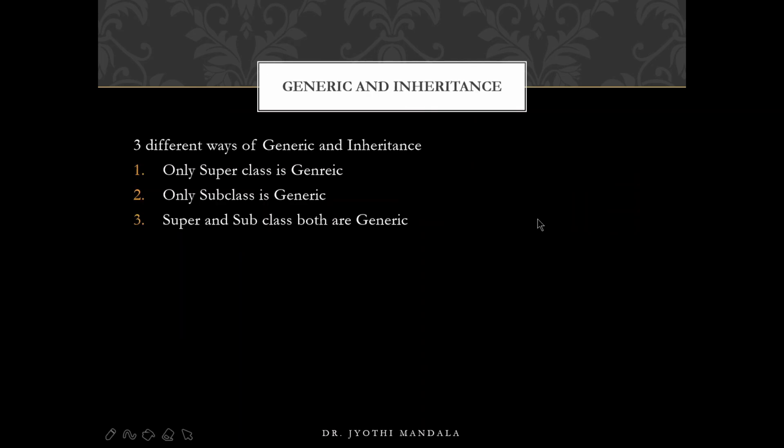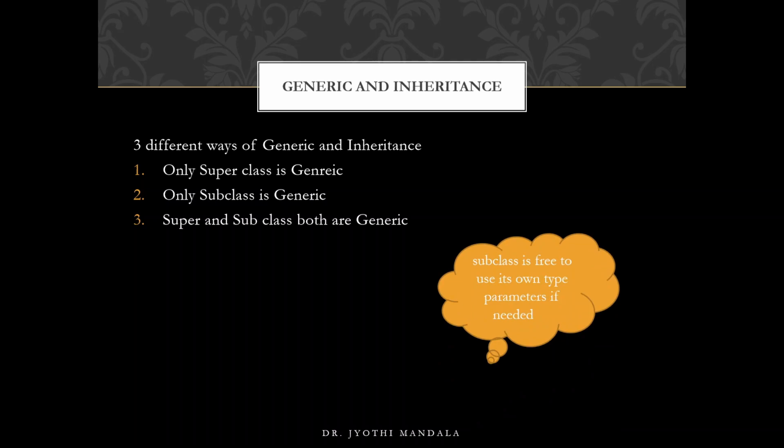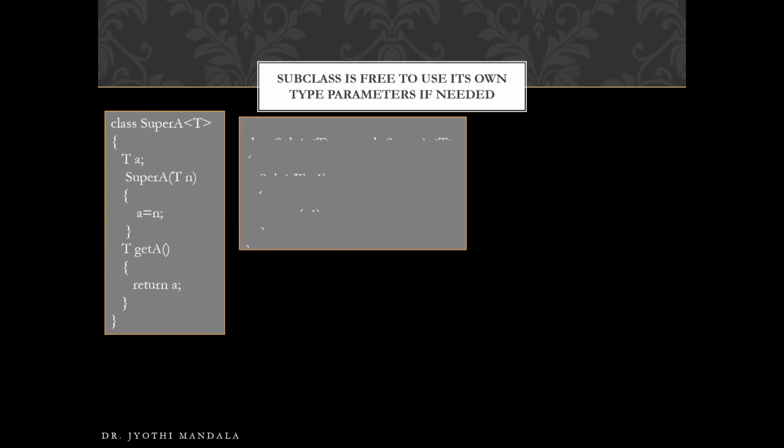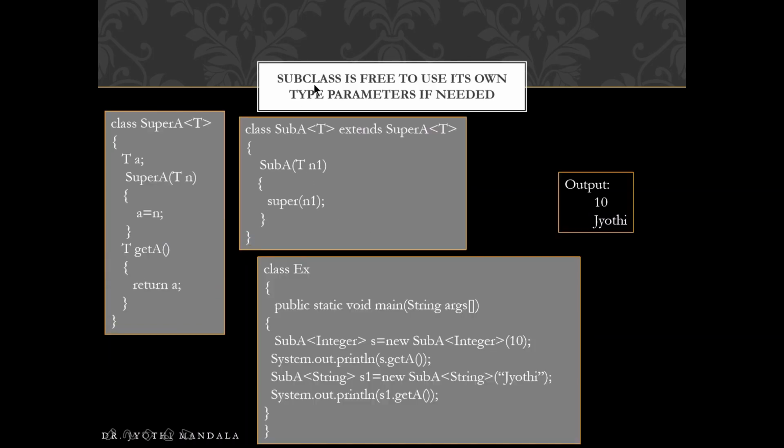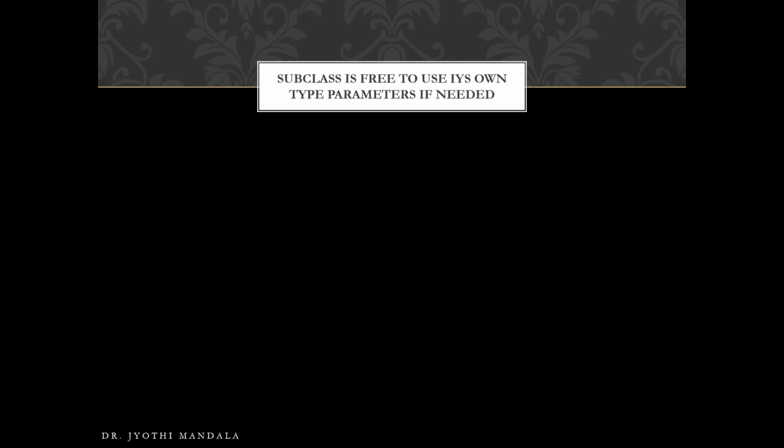Okay, so we have learned the three different ways of connecting your inheritance concept to generics. But here you need to note one more point. What is it? A subclass is free to use its own type parameters if needed. That means it is not the case that if the superclass accepts only one type, the subclass also should accept only one type. That constraint is not there. The subclass is free to use its own type parameters if needed.